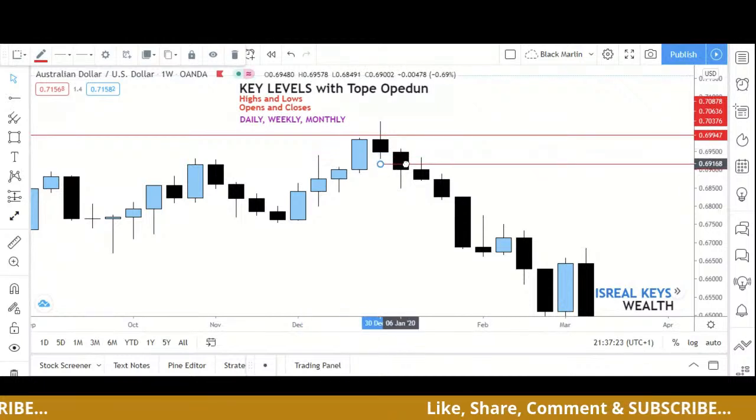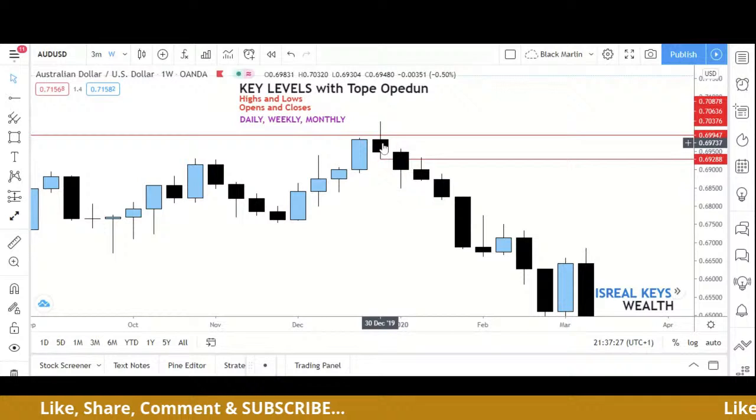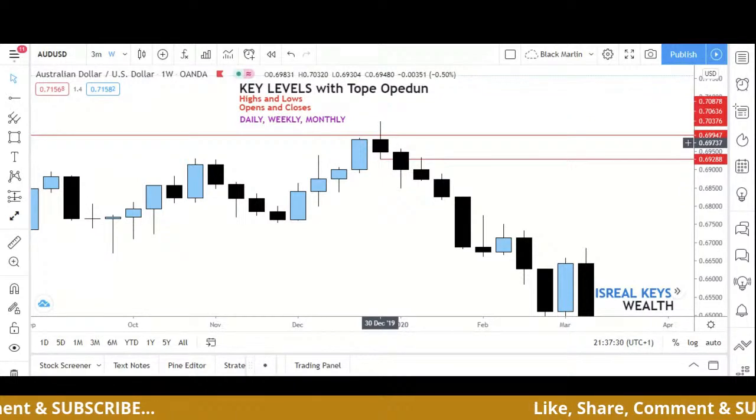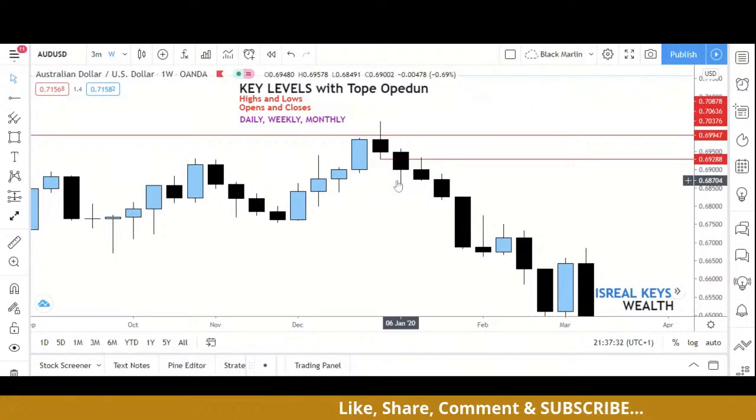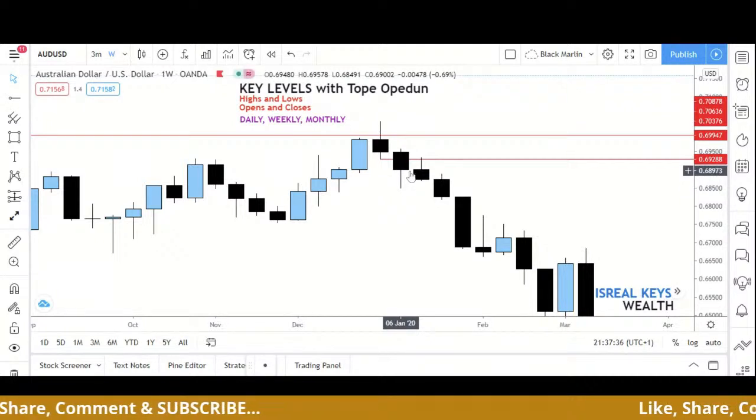We wait for this week, 6th of January, to close, and we find that we have a key level, which is the low of the 30th of December, as the 6th of January week closed. And what happened the following week?